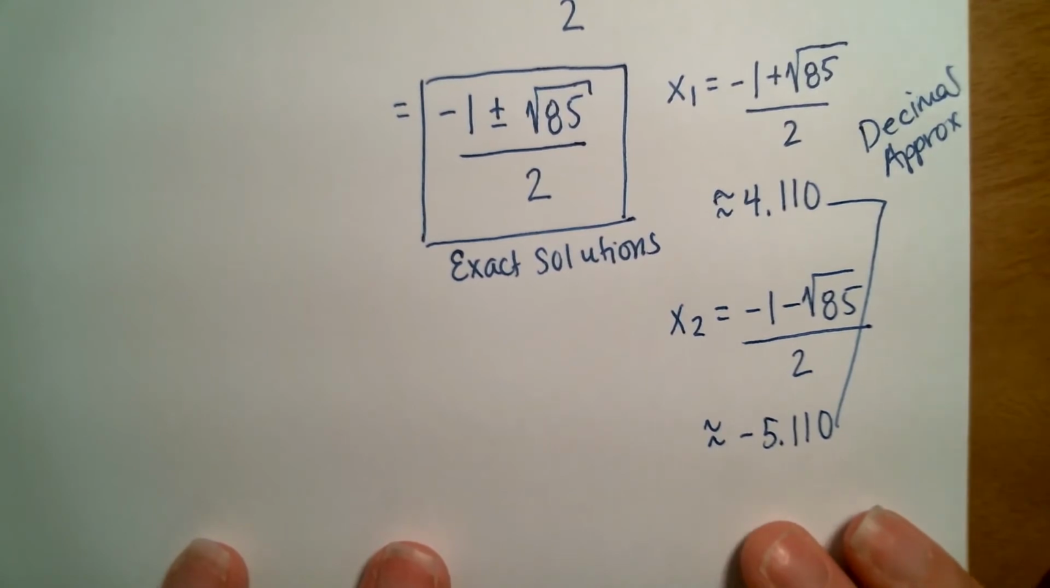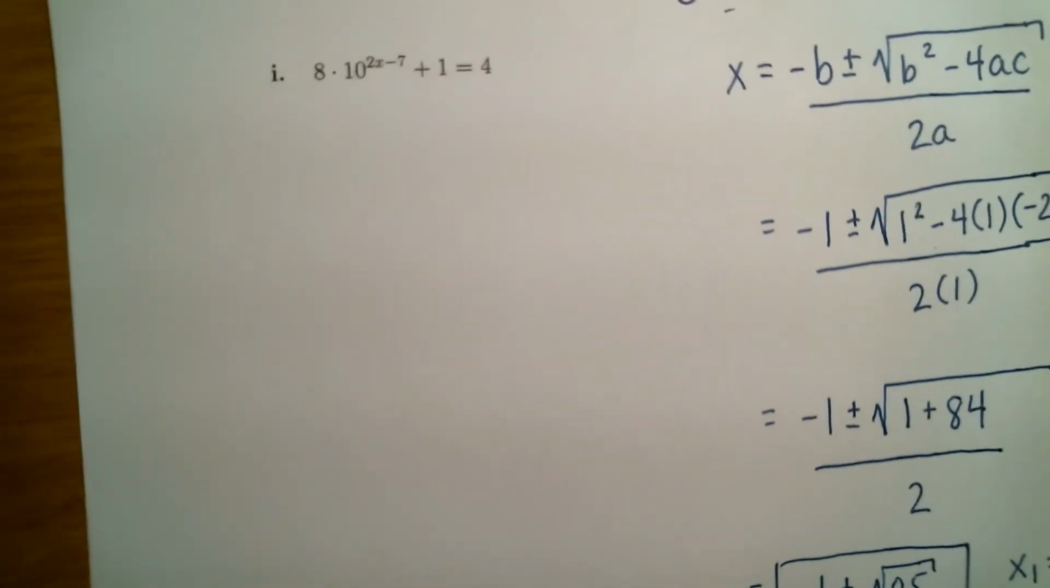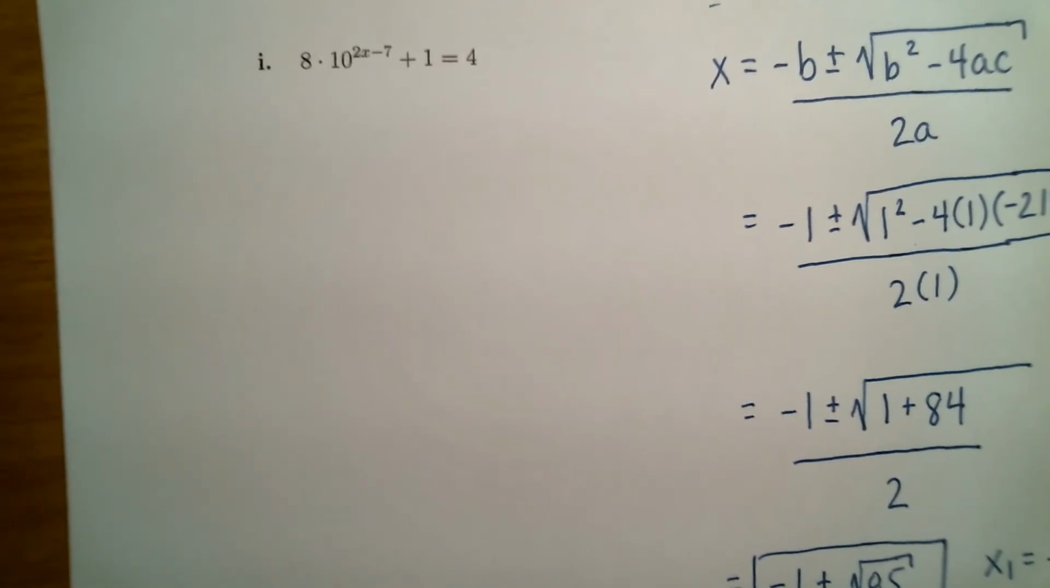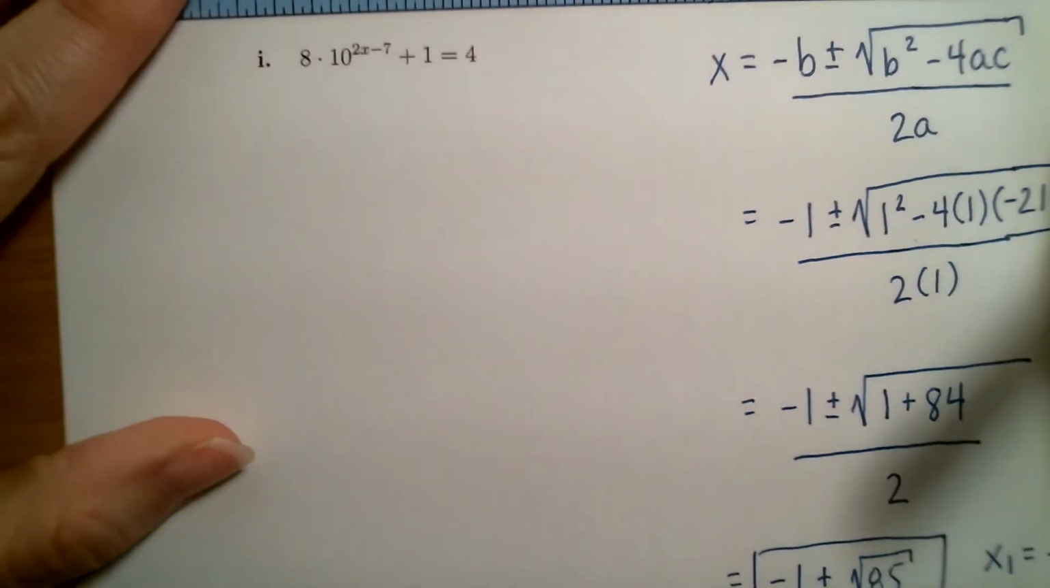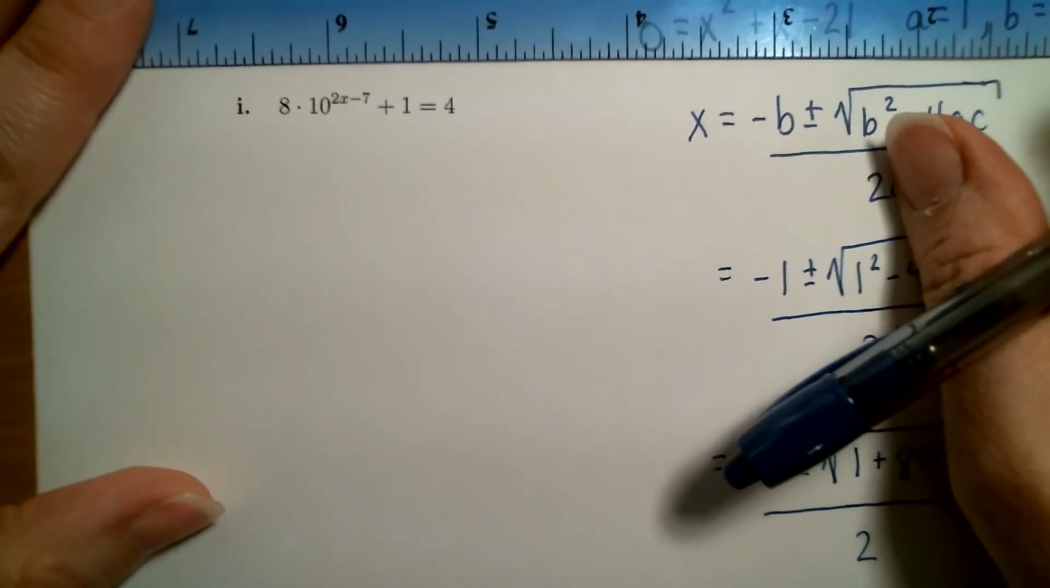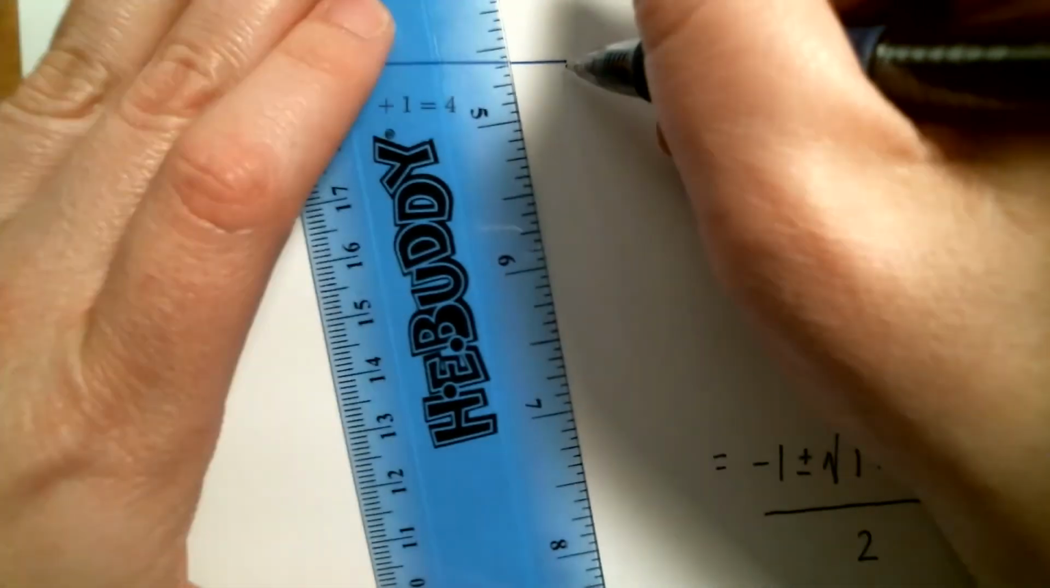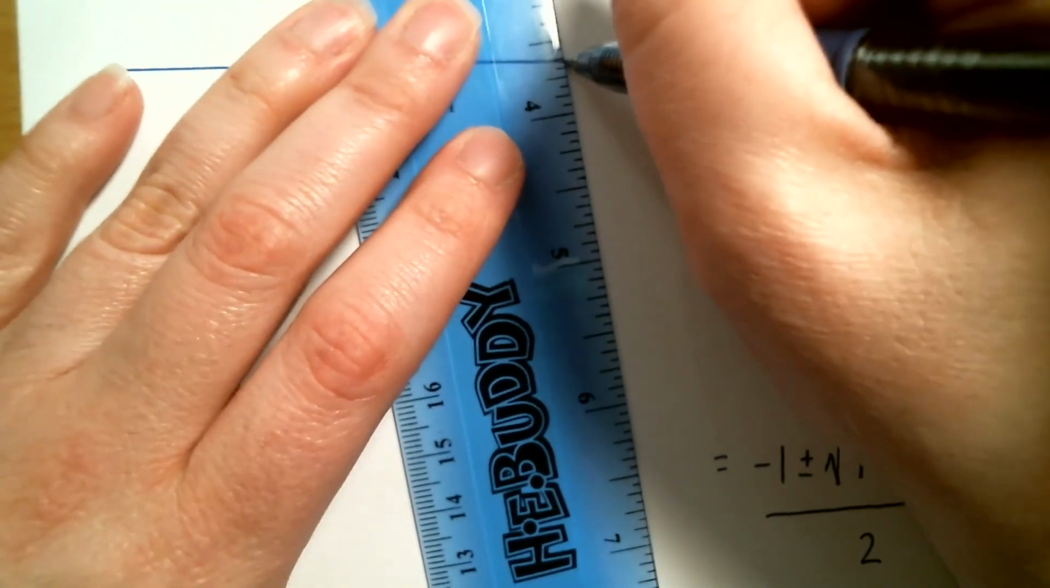All right. So now we will move on. And we'll go back and try to solve this problem. I'm going to go ahead and make a little partition here so we don't run into the work from part H. All right, so here we go.